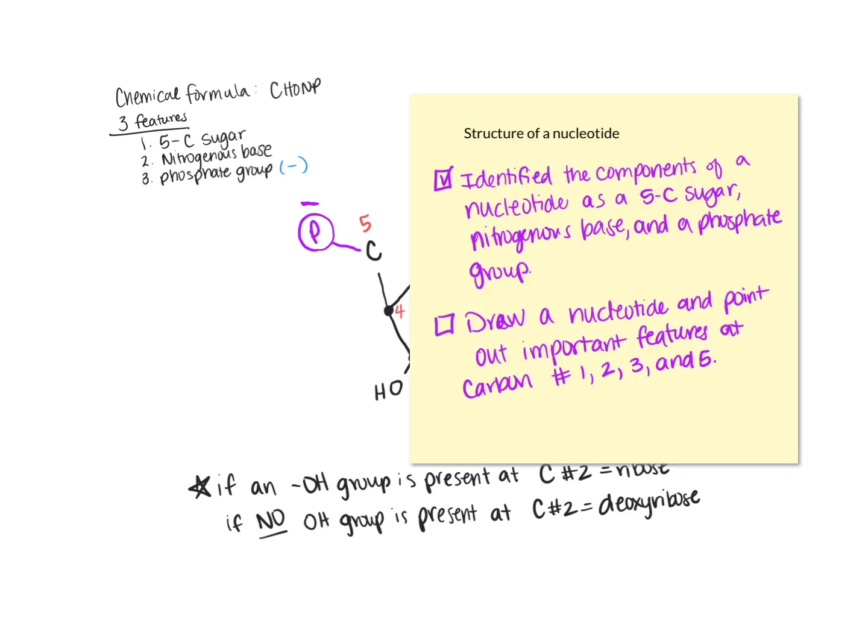All right, so at this point, we have identified the components of a nucleotide as the 5-carbon sugar, nitrogenous base, and phosphate group. We also drew out a nucleotide and pointed out important features such as the nitrogenous base at carbon number 1, the presence of the OH or lack of OH at carbon number 2, the presence of the OH at carbon number 3 for all nucleotides, and the phosphate group at carbon number 5.